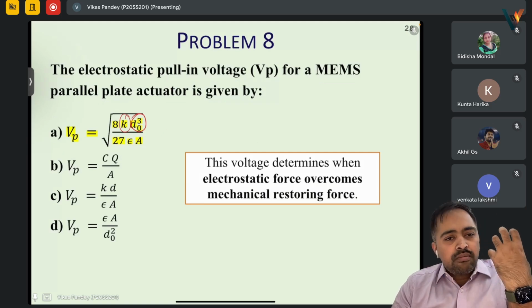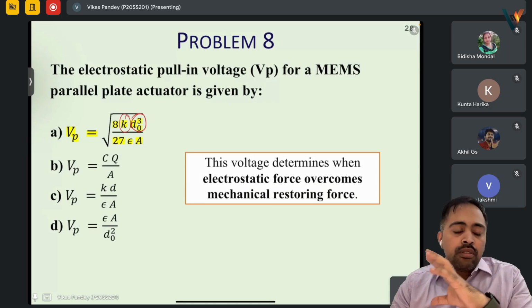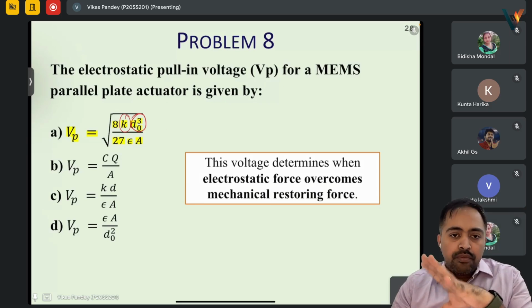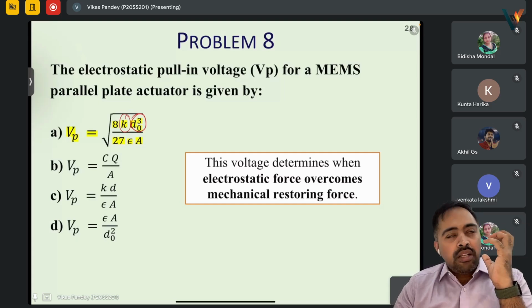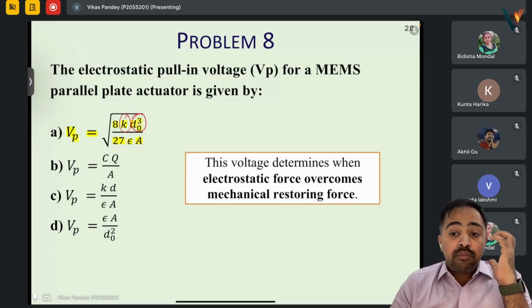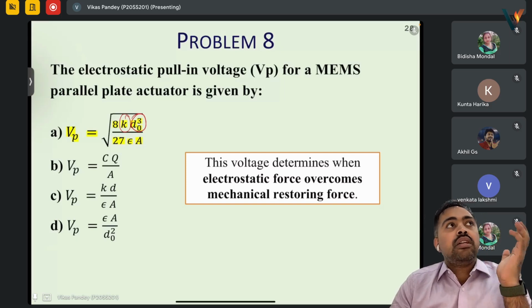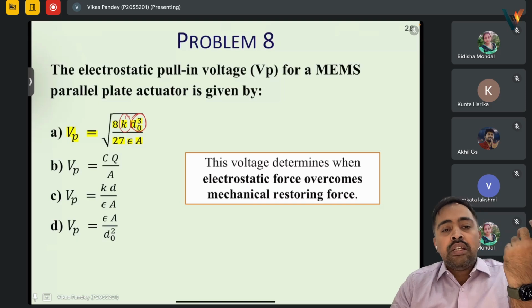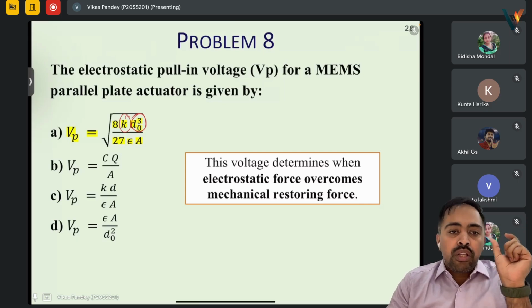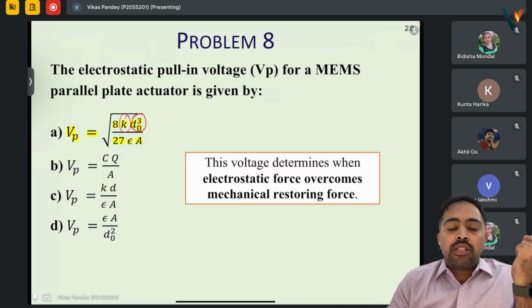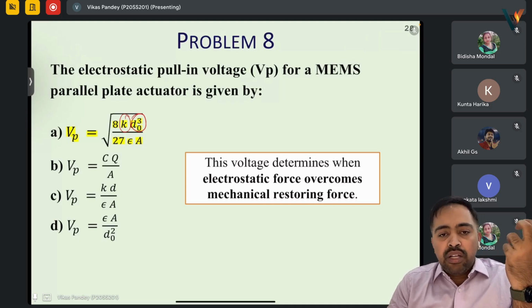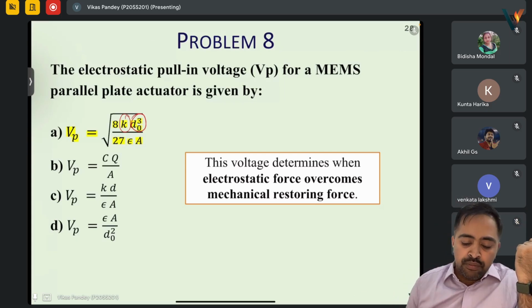Although I think when we are talking about MEMS sensors, we should know these equations, but derivations are important when we are discussing the fundamentals in basic physics and all. But from the fabrication point of view, you should know the equations, because based on this, different calculations might be needed when we are making sensors or actuators. Okay.